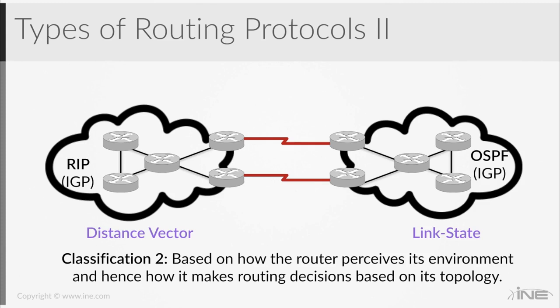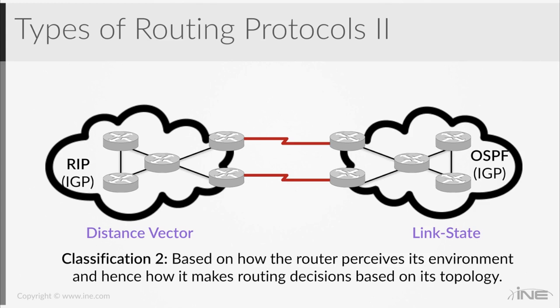At the left we have RIP, which is an IGP. I'm just putting the previous classification so you remember. IGP is an internal gateway protocol versus EGP, external gateway protocol. So the RIP IGP is running on the left hand side cloud. The OSPF IGP is running on the right hand cloud, inside of it.